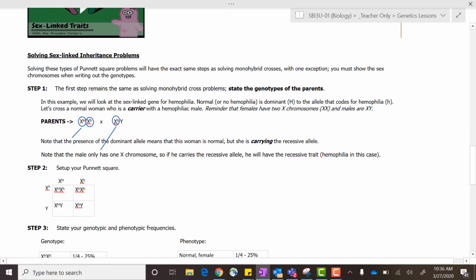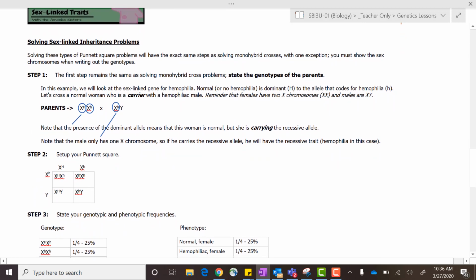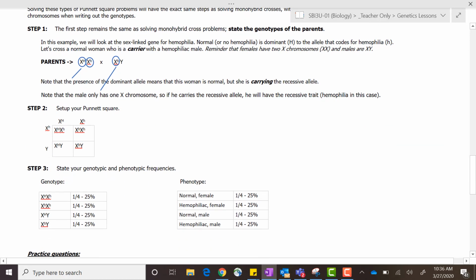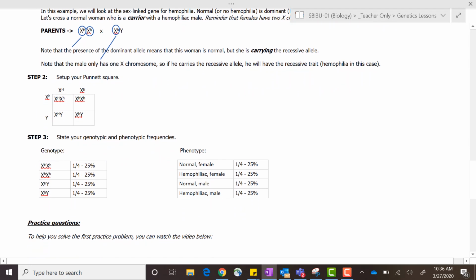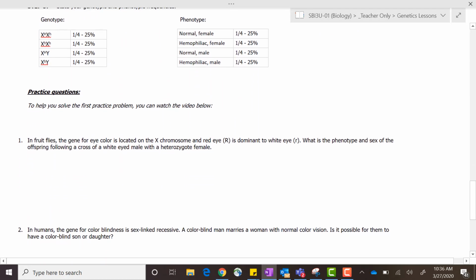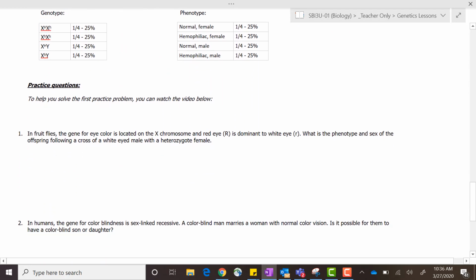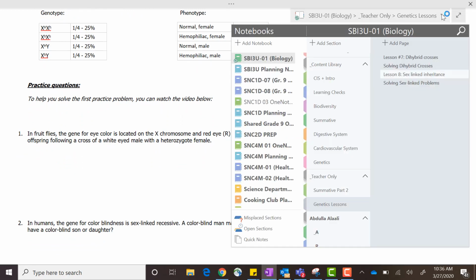In the OneNote page in the lesson, you'll see steps trying to take you through how to solve these types of problems. This video is going to go over how to solve the first practice problem. Afterwards, you can try these on your own. And as always, if you have questions, please post them in your team's chat.